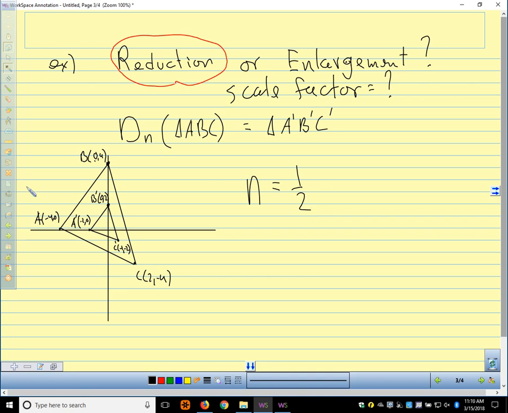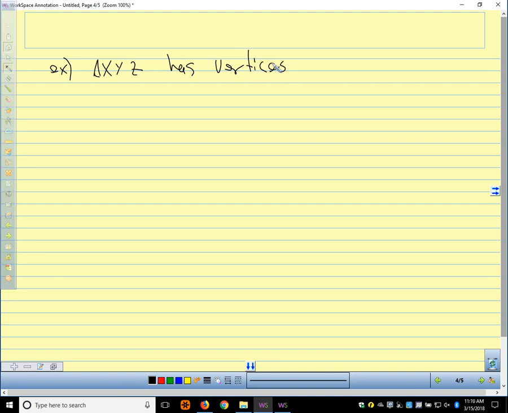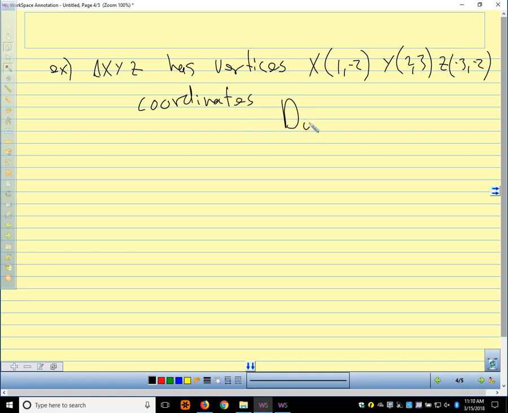All right, let's do a problem similar to our opener. So let's say triangle XYZ has vertices. This is going to be how you do these dilations on your project. X is (1, -2). Y is (2, 3). And Z is (-3, -2). And we want the coordinates of the dilation with scale factor 4 of triangle XYZ.